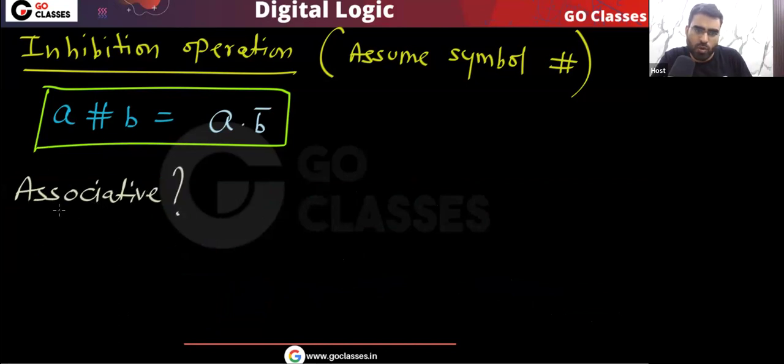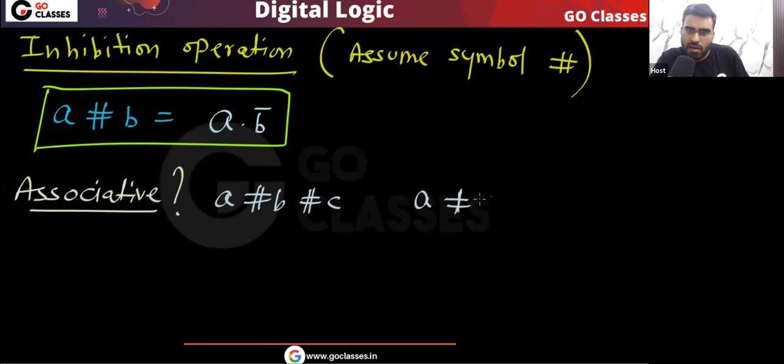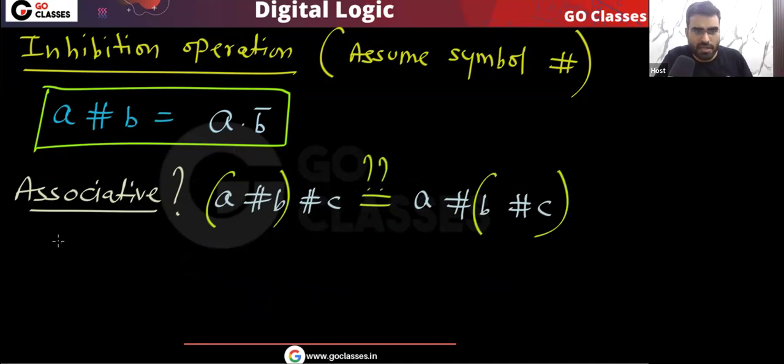What about associative property? Tell me. What will you check for associative property? You will check (A # B) # C and A # (B # C). Can I say that they are the same? Are they the same? Let's check.